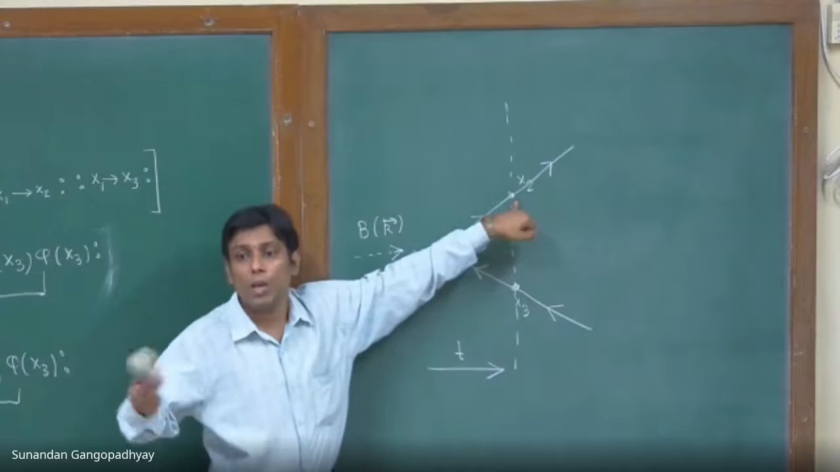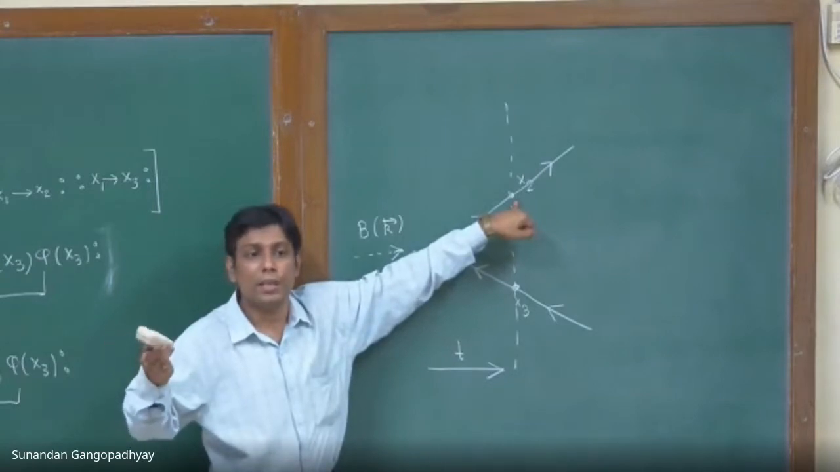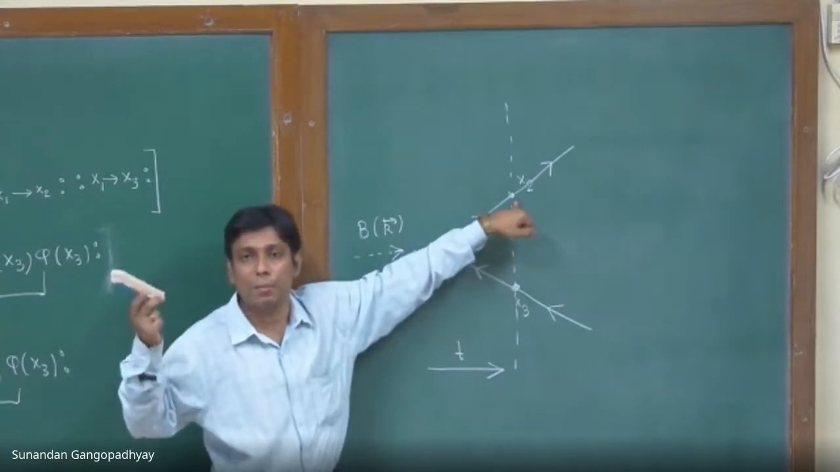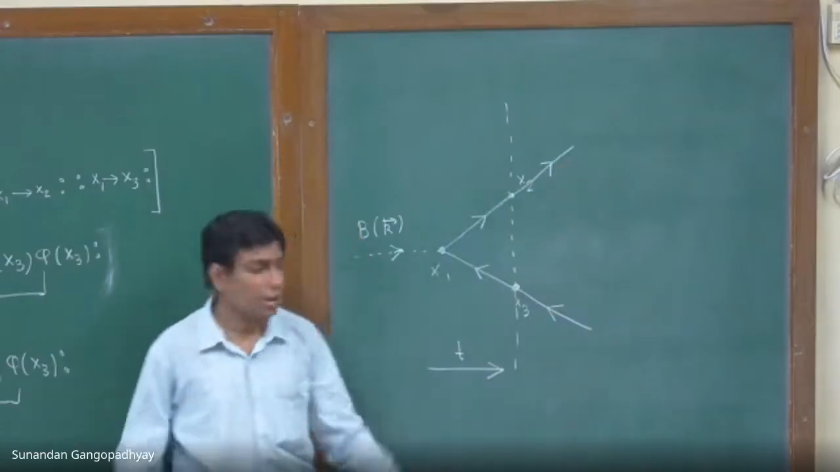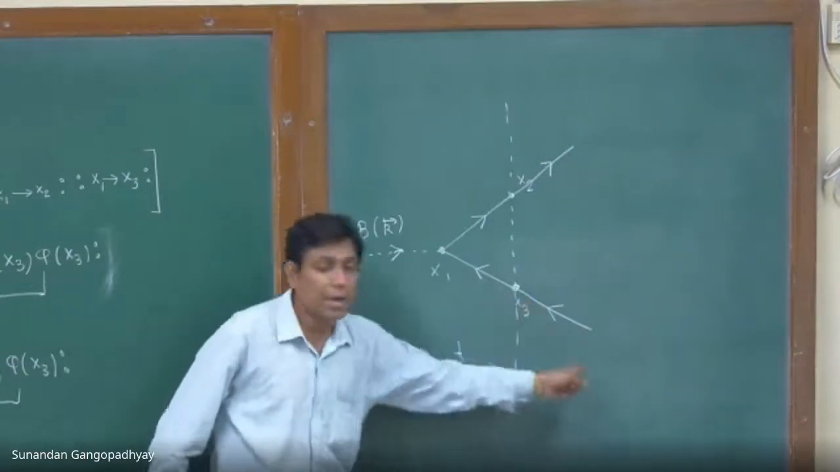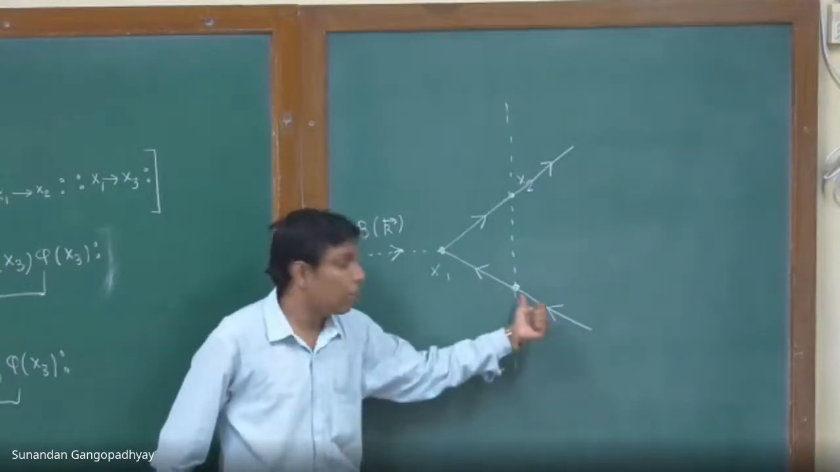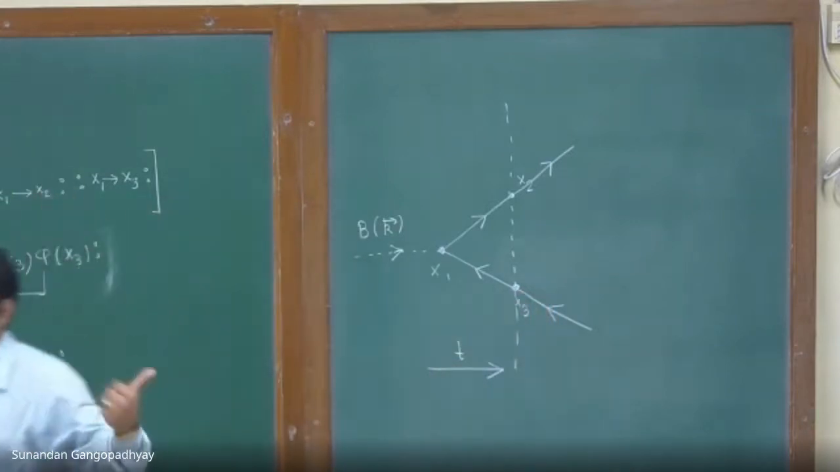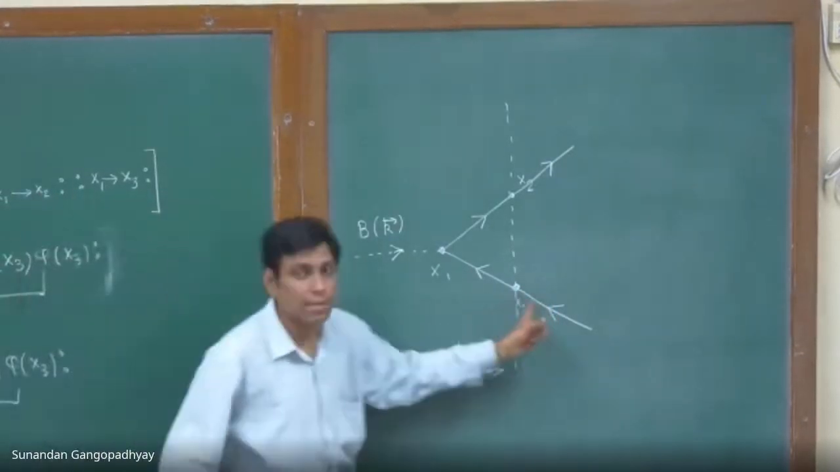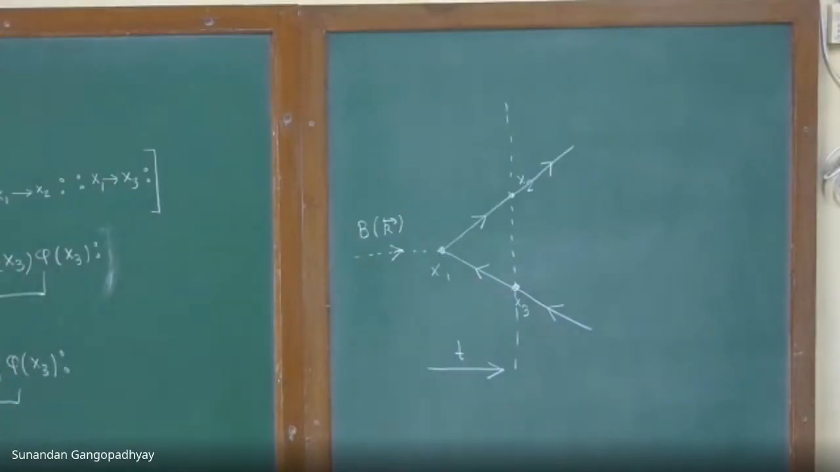Psi bar x2 is appearing at this point, right? And a particle must be created. Psi bar x2 contains the creation operator of this particle. Is it a positron or electron? Electron here. Therefore it must be electron. And at this point, again a particle is getting created. But this point has psi x3. So what is the particle that can be created from psi x3 at this point? Positron. So that fixes it.